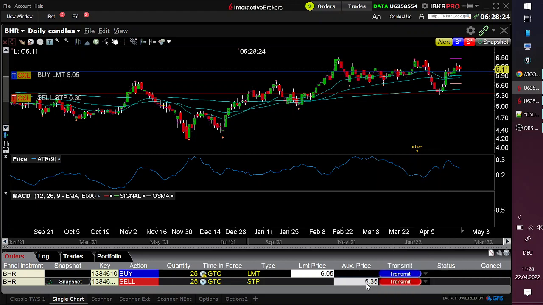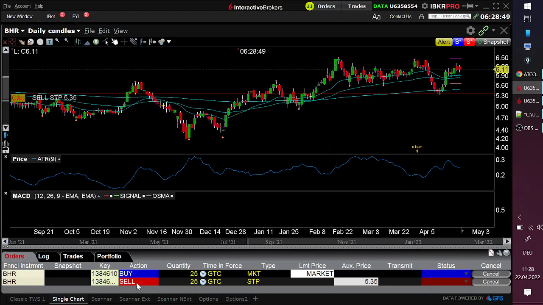5.35. Boom. So done. Let's change this to market because I'm not waiting for any confirmation on this one. We are long, right? Yes, we are long. That's our base order. Market base order is long, it's buying, and market price stop loss 5.35, 25 times. Perfect.